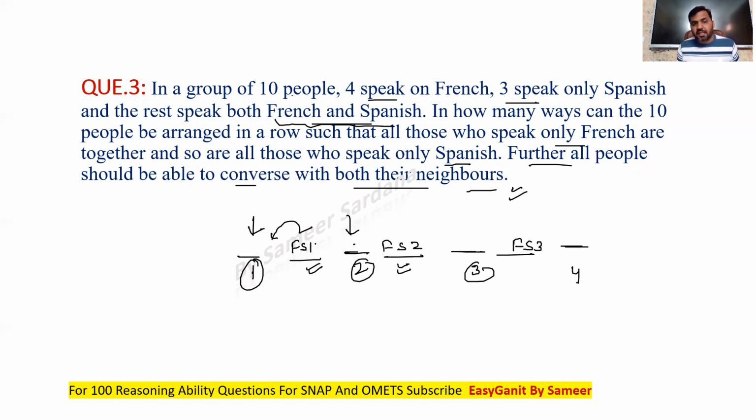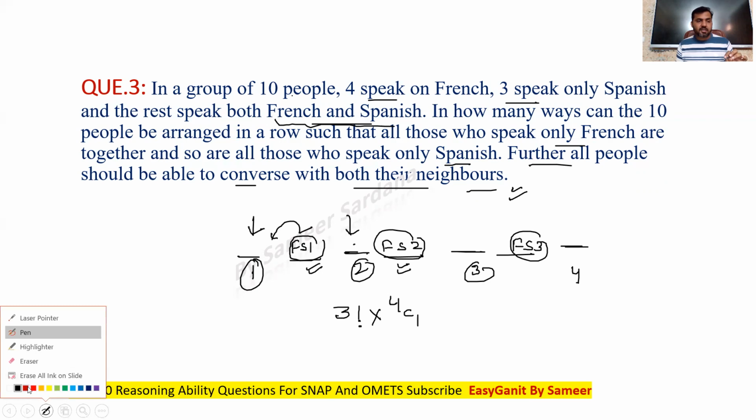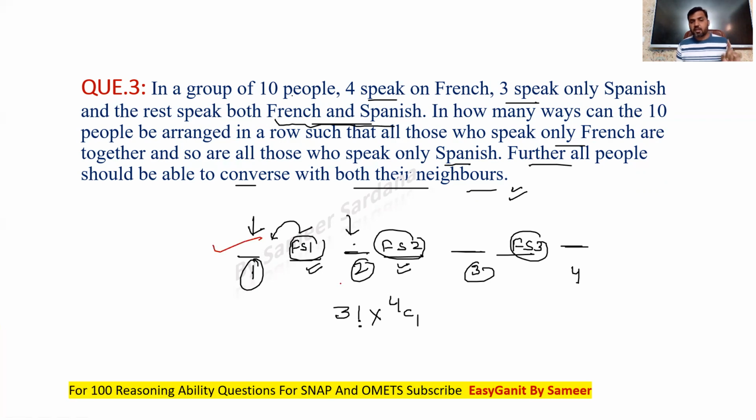So first, I'll arrange these 3 French-and-Spanish speaking people, which can be done in 3 factorial. Once I'm done with this, out of the rest of the 4 positions, I need to pick one position first for the French speaking people. Now let's say that I have selected this position. In how many ways can the 4 French speaking people be arranged in this space? It can be done in 4 factorial.